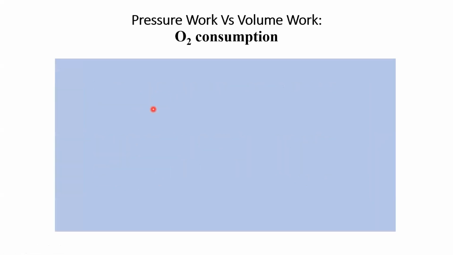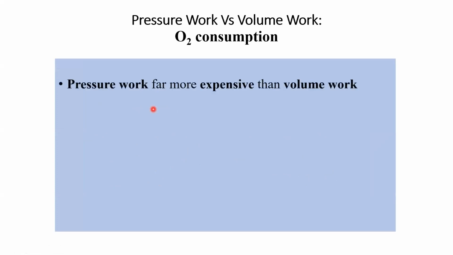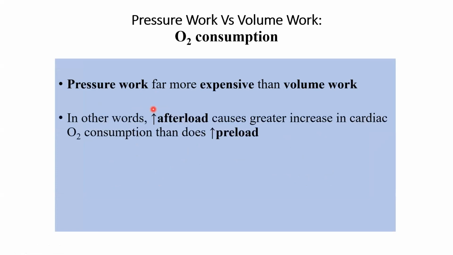And the number one implication is for oxygen consumption. So pressure work, we say, is more, quote unquote, expensive than volume work. It's said in another, very interesting way: if you increase afterload, that will cause a greater consumption of oxygen by the myocardium than it would have if you had increased preload.